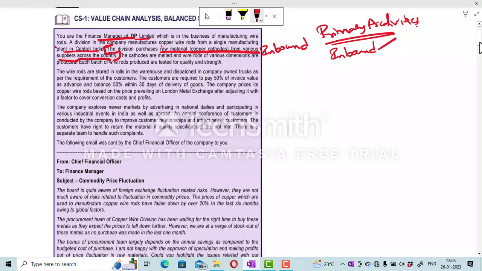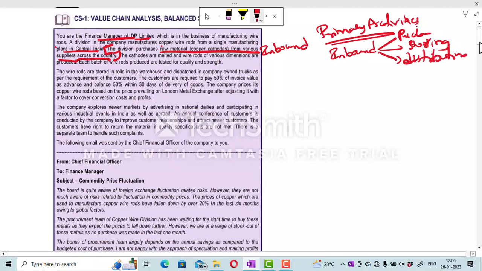Purchasing, storing and distributing to the production line. All these it will cover, but here they have given the purchasing of copper cathodes from various suppliers. It is the inbound logistics. Okay, we need to write that.